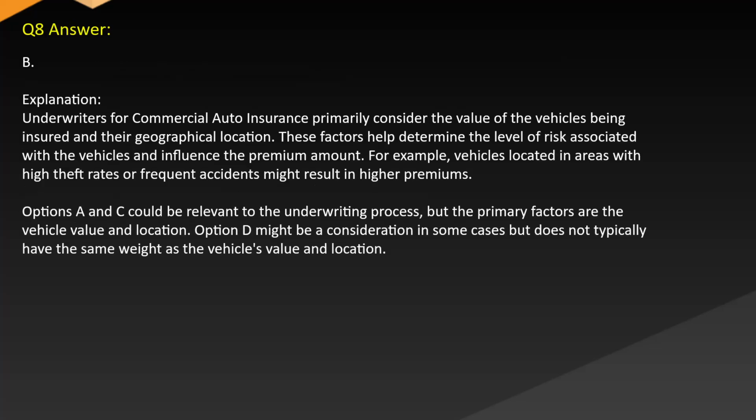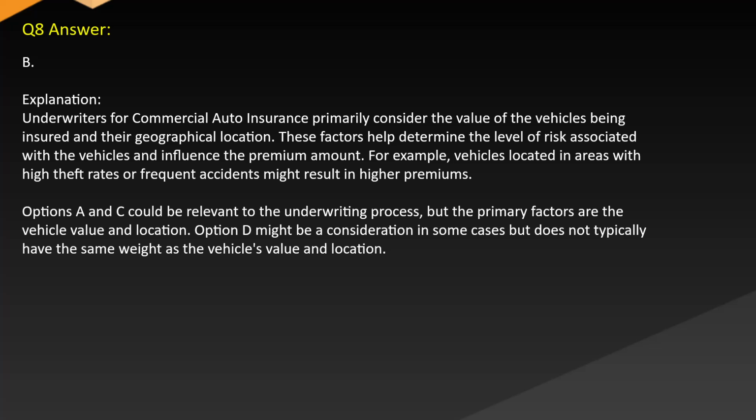Answer B. Explanation. Underwriters for commercial auto insurance primarily consider the value of the vehicles being insured and their geographical location. These factors help determine the level of risk associated with the vehicles and influence the premium amount. For example, vehicles located in areas with high theft rates or frequent accidents might result in higher premiums.